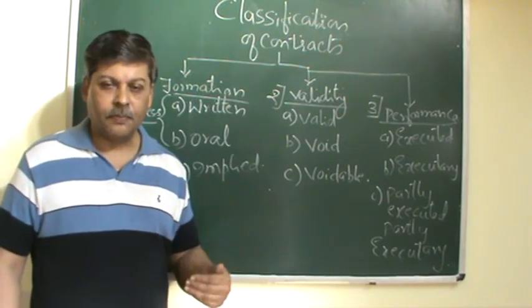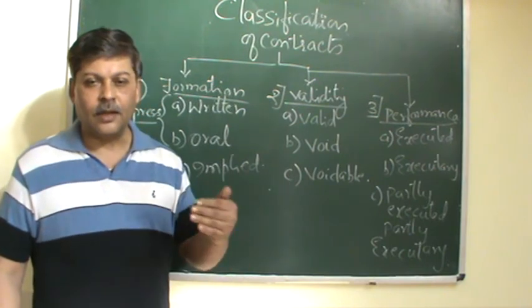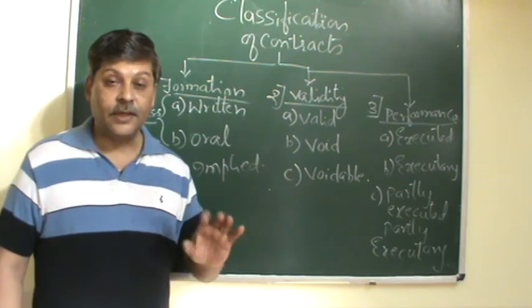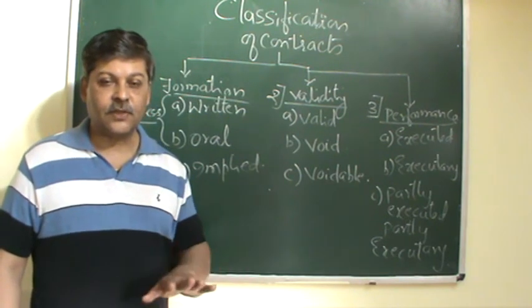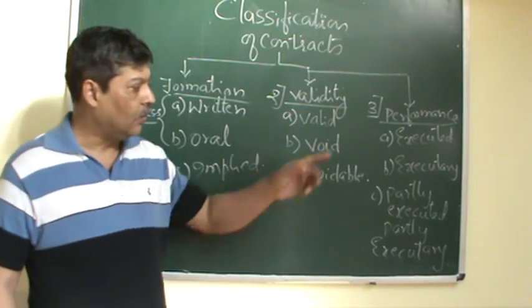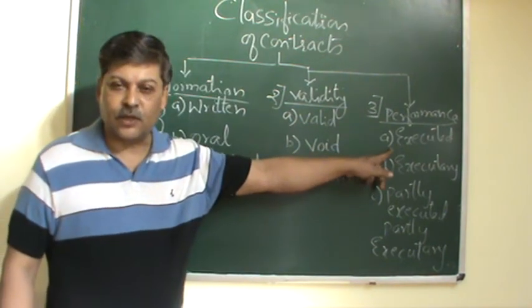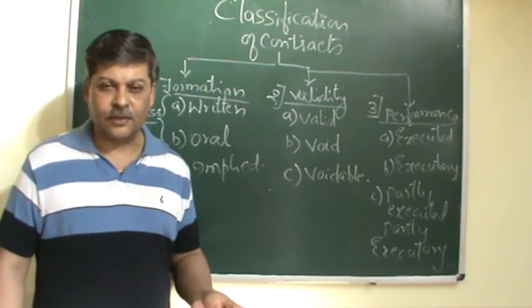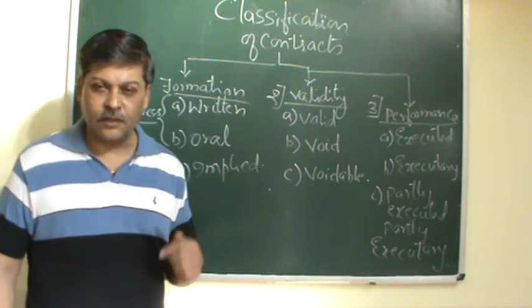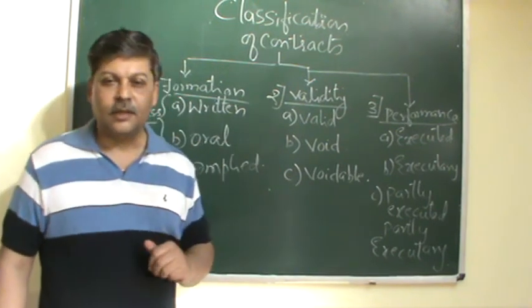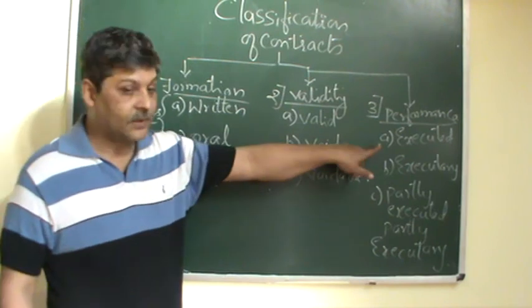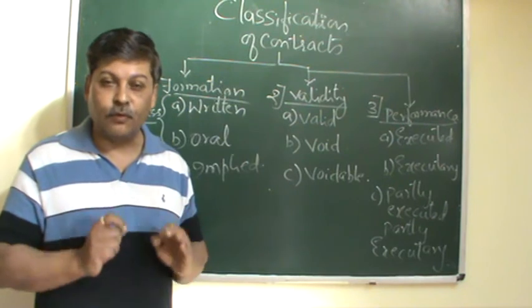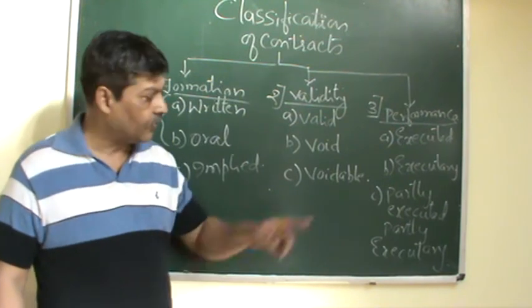The shopkeeper gives the 5 kg sugar and the person pays the price of the sugar. So both the obligations are mainly fulfilled. Now both the obligations are said to be executed. The person has got the sugar and he has paid the price for that, and the shopkeeper has given the sugar for which he has got the money. So we call such a contract an executed contract. Both the parties have fulfilled their obligations.